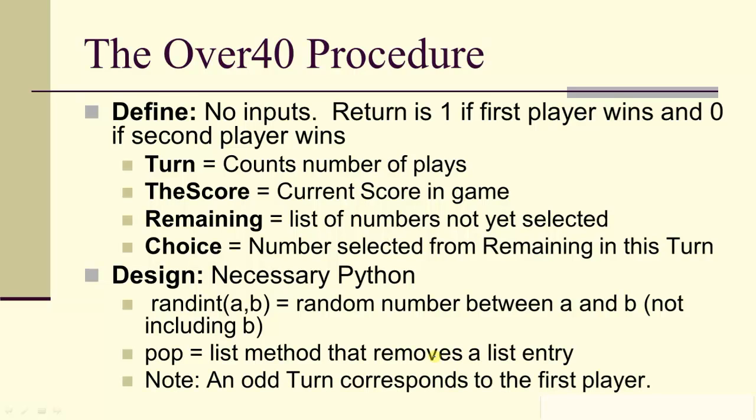Now let's also notice that an odd turn corresponds to the first player. Player A plays first, B is second, A is third, B is fourth, A is fifth, and you'll notice A is always on the odd turn.